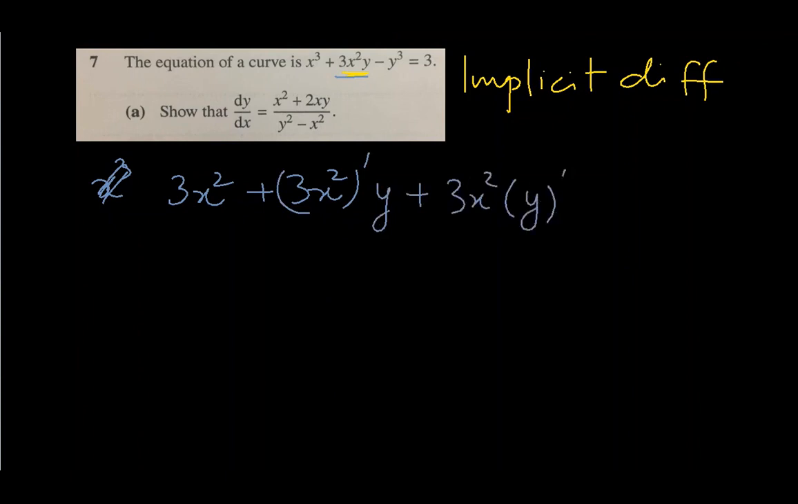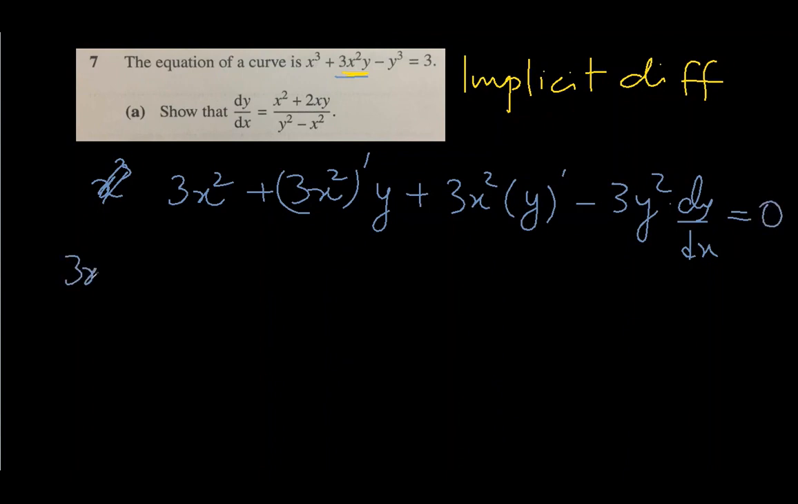So x cubed differentiated is 3x squared. Then we have 3x squared y. X and y are multiplying, so we will use the product rule. 3x squared prime times y plus 3x squared times y differentiated, minus 3y squared dy over dx because y has been differentiated, and differentiation of 3 is 0.